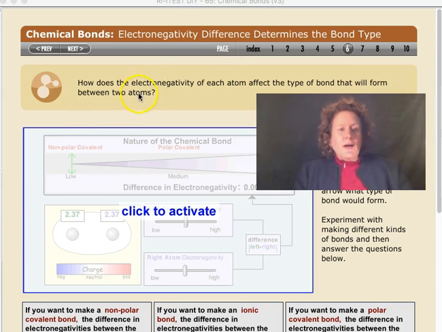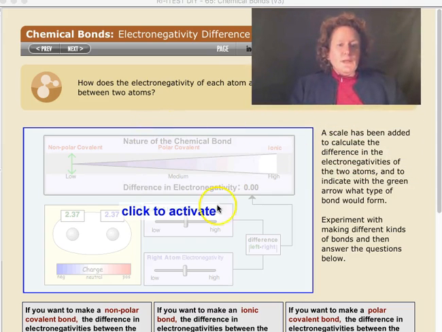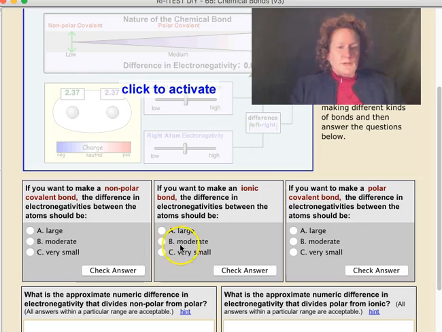Now we're going to explore how electronegativity of each atom affects the type of bond that will form between the 2 atoms, because electronegativity difference determines the bond type. As we can see, we get our same animation here, but they've added a scale to calculate the difference in the electronegativity in the two atoms and to indicate with the green arrow what type of bond will form. We're going to experiment with making different kinds of bonds and then answering the following questions, which will also be on your lab sheet.